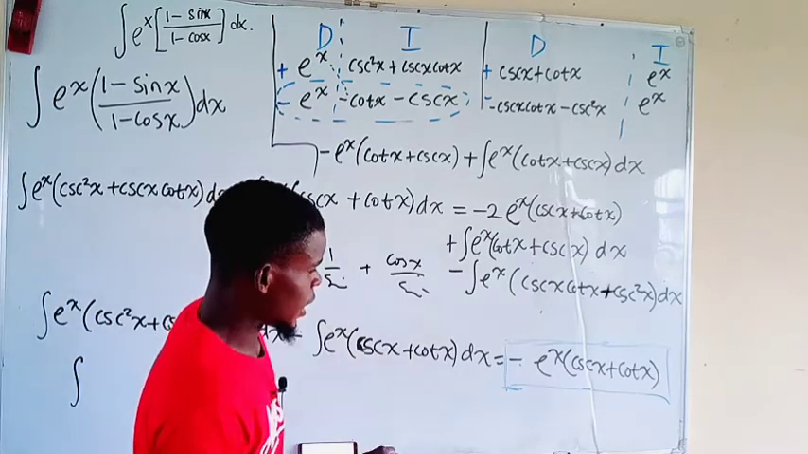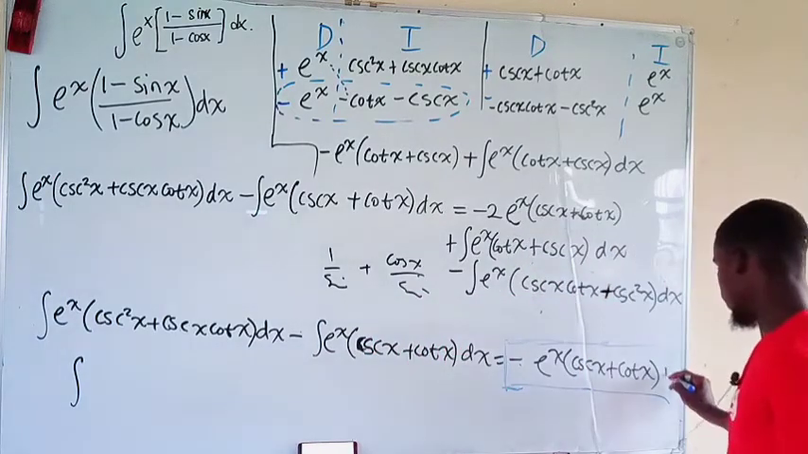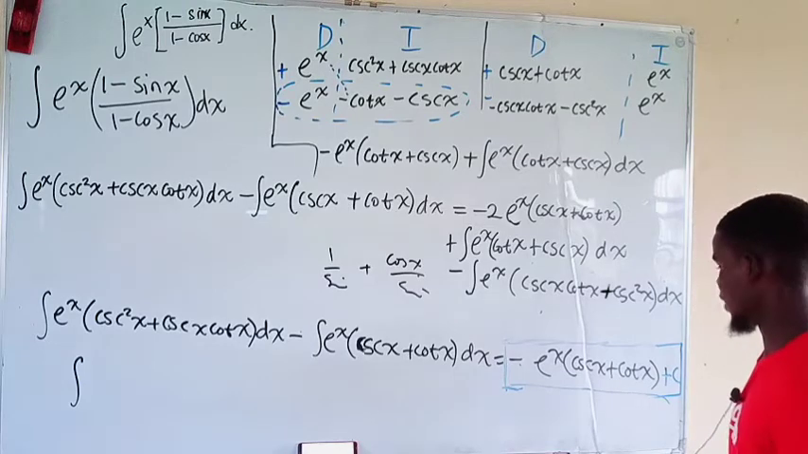Right. Well, I think this is a nice place to end the video. So we just pause here and add an arbitrary constant plus c. So this is the antiderivative of that given function.